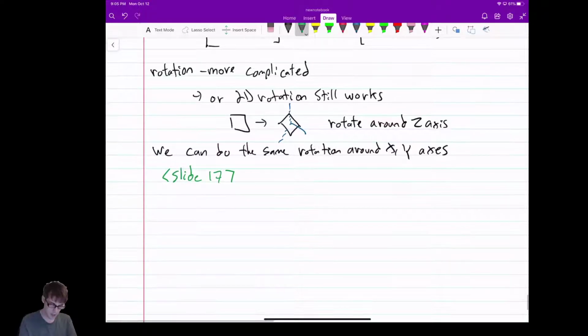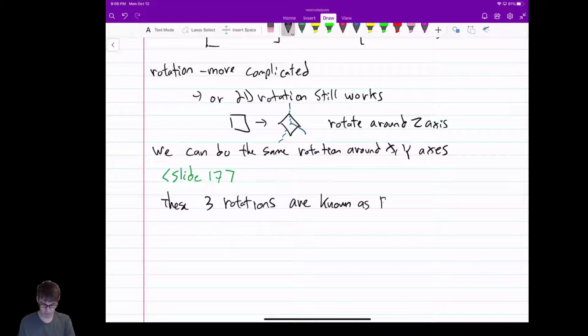Okay. So the last thing I'll mention about these guys is that these three rotations around the x and the y and z, they're known as our Euler angle rotations. So you'll see this mentioned in a book or in a guide or an API. It'll say these are Euler angle rotations. You know exactly what they are. Sometimes it's just shortened to Euler rotations.